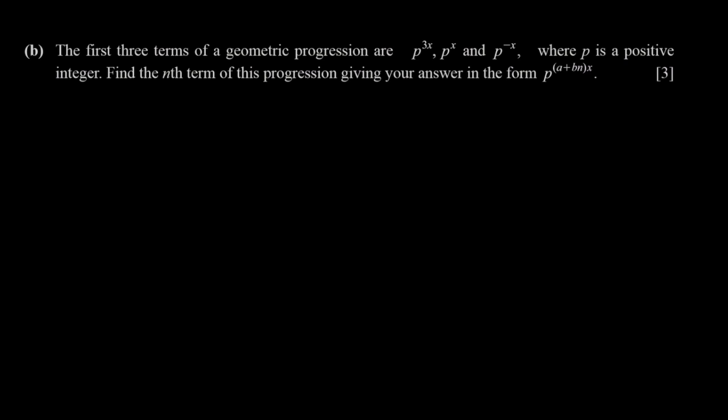So in this case, I'm going to take p to the x and divide it by p to the 3x. But of course, you could also do p to the minus x divided by p to the x. That would also be fine. So the first term is p to the 3x, and the common ratio, as I said, we can do p to the x divided by p to the 3x.